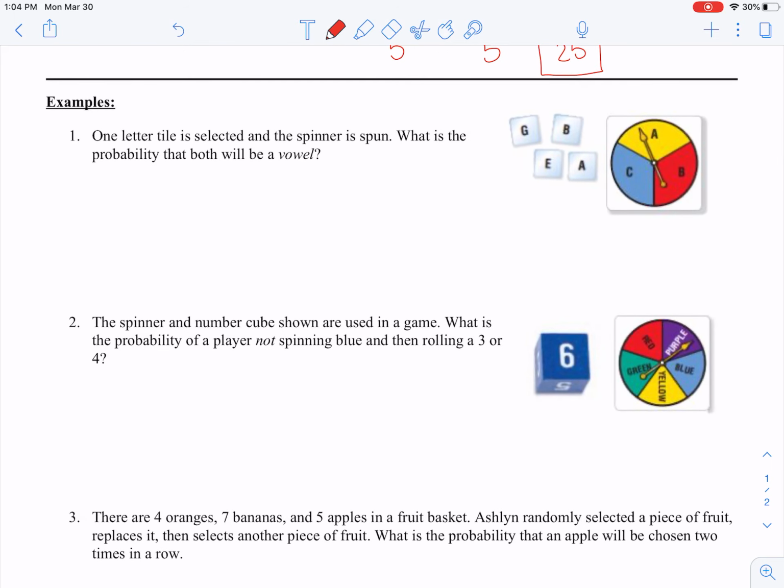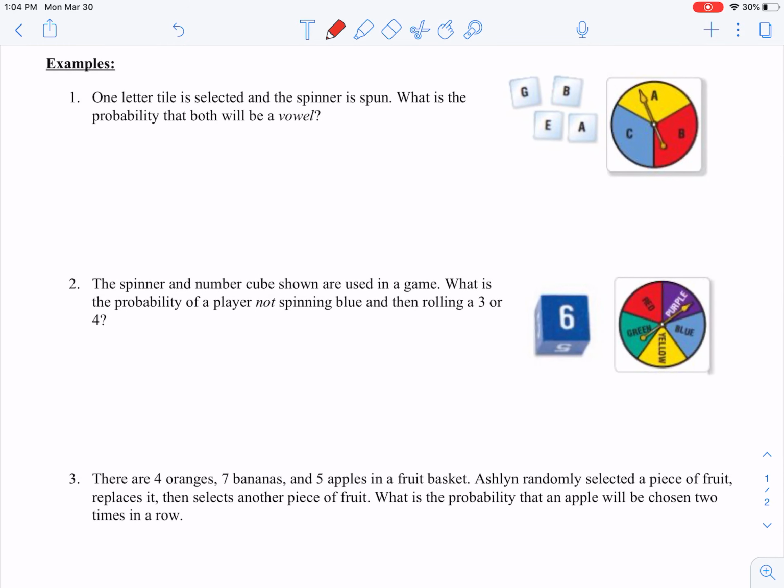Now let's work on some examples. Example number 1. One letter tile is selected and the spinner is spun. What is the probability that both will be a vowel? Remember, guys, that vowel means A, E, I, O, U. So we have the tiles right here, and we have a spinner right here. So we have 2 different events going on. So I'm going to first figure out the probability of picking out a vowel from the tiles. Well, we know that E is a vowel and we know that A is a vowel. So that's 2 out of 4 for the tiles.